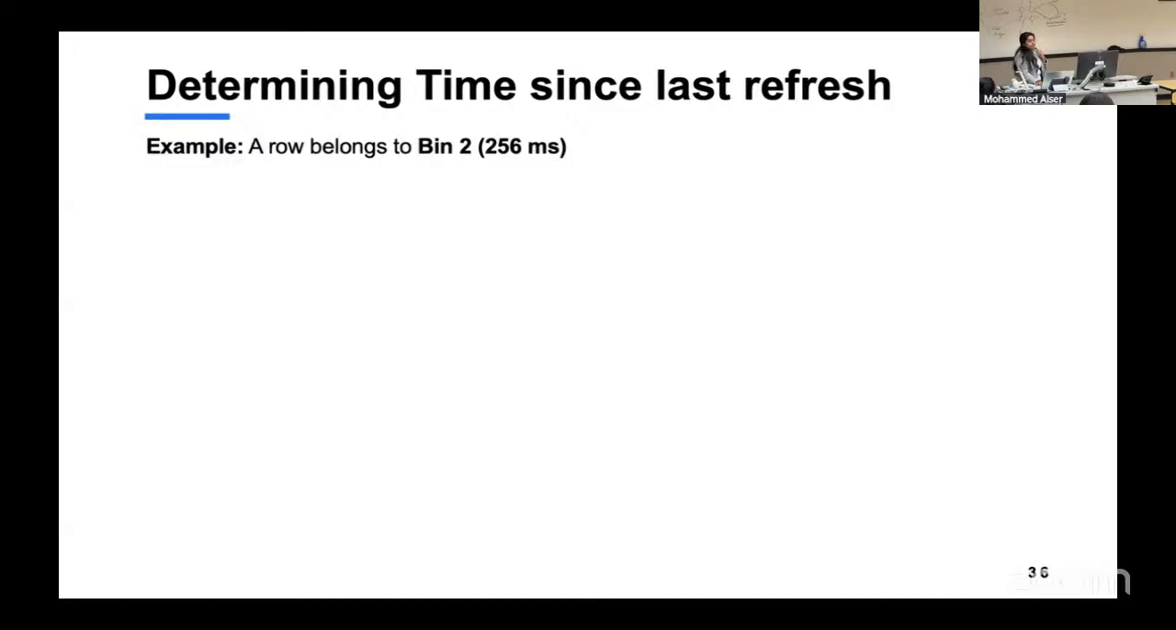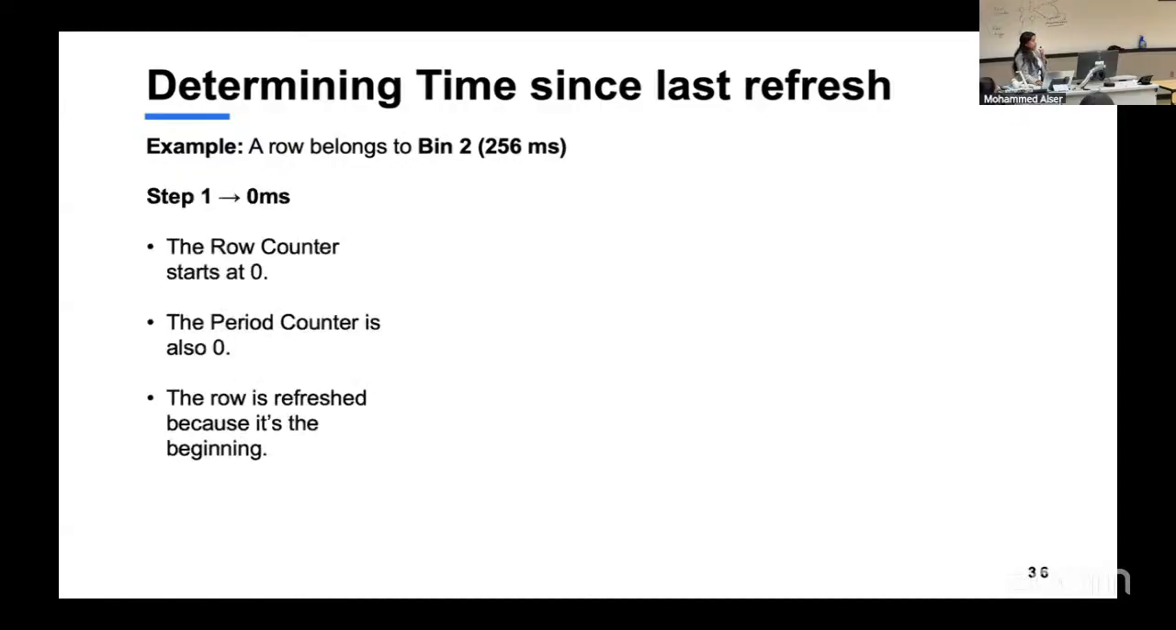For example, a row belongs to bin 2. Then initially, at 0 milliseconds, the row counter starts at 0 and the period counter is 0. Because no refresh has happened yet, the row is refreshed since it's the first one.